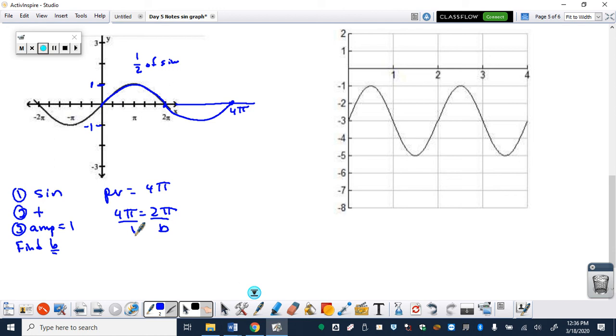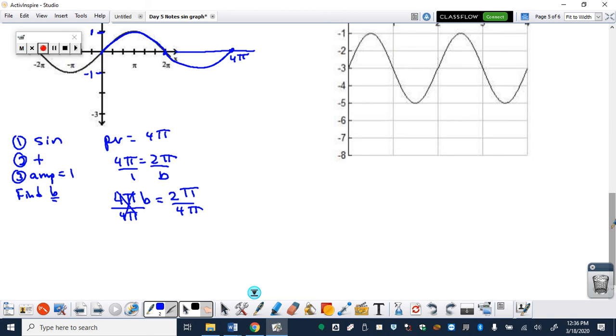I need to cross multiply and find b. So when I cross multiply, it looks like this. It's 4 pi b is equal to 2 pi. Remember, we're solving for b, so I'm going to divide both sides by 4 pi. The 4 pi's cancel, pi's cancel on this side, so b is equal to 1/2.